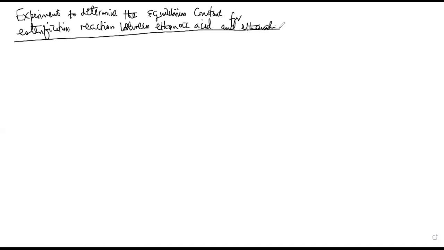So here we have ethanoic acid and ethanol. Since we are using ethanoic acid and ethanol to give us an ester, it means we are starting with ethanoic acid and ethanol. We need to know the number of moles of ethanoic acid and the number of moles of ethanol, and then we put them together in a sealed glass tube.